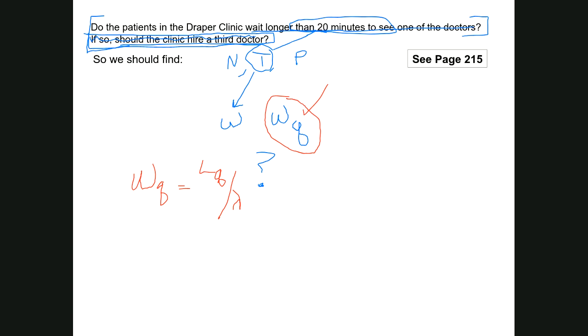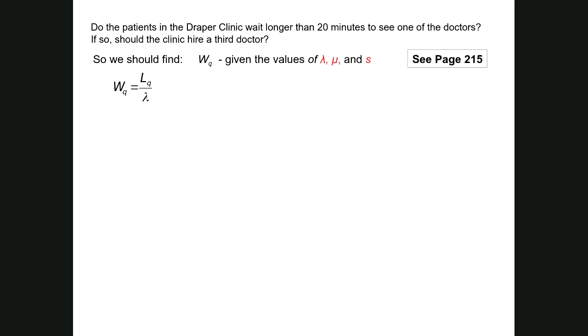So now let's go forward. Now we know what the value of lambda is. We have 6.5 per hour. We know that mu is 4. The service rate for each doctor is 4 per hour, and we have S equal 2. And now we want to find W sub Q, which is L sub Q over lambda. But wait a minute, we don't know yet what L sub Q is. So now we need to find L sub Q.